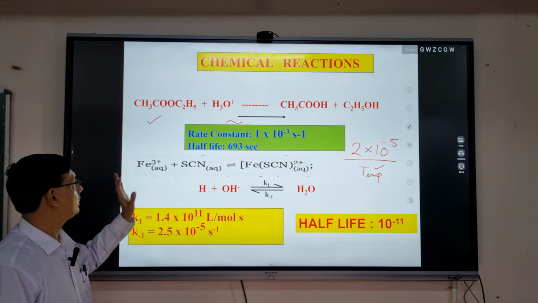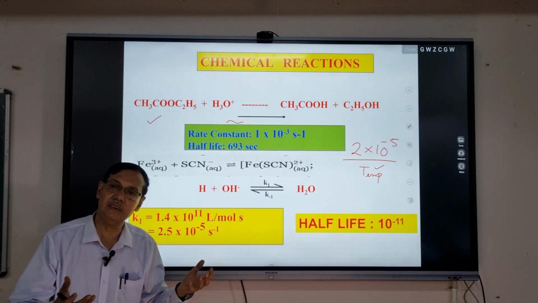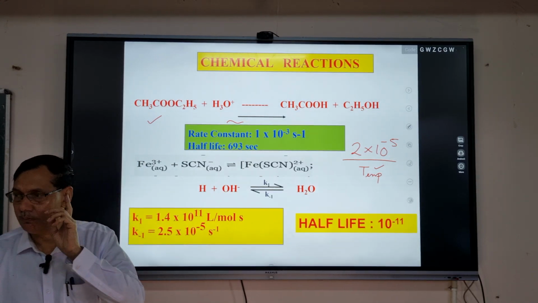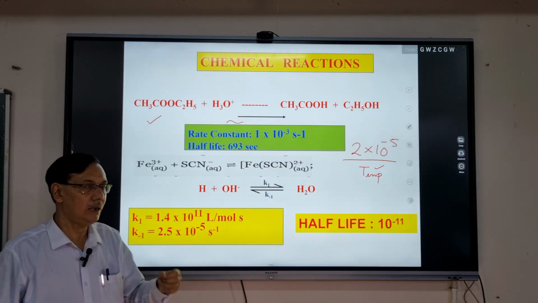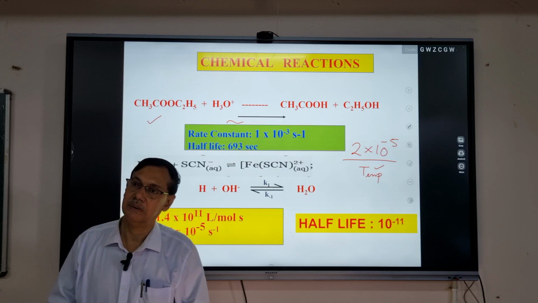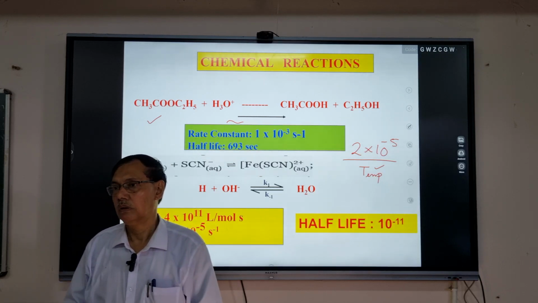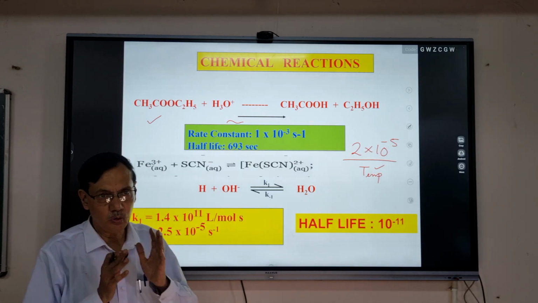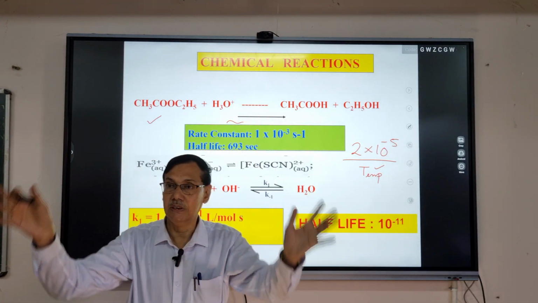You take ferric chloride and HCN solution, and immediately, in a fraction of a second, there is a red color. So my question is, will it be possible for you to study this reaction with the help of a burette and pipette? No. And if I ask you, can you tell me the most common fast reaction in whole chemistry?